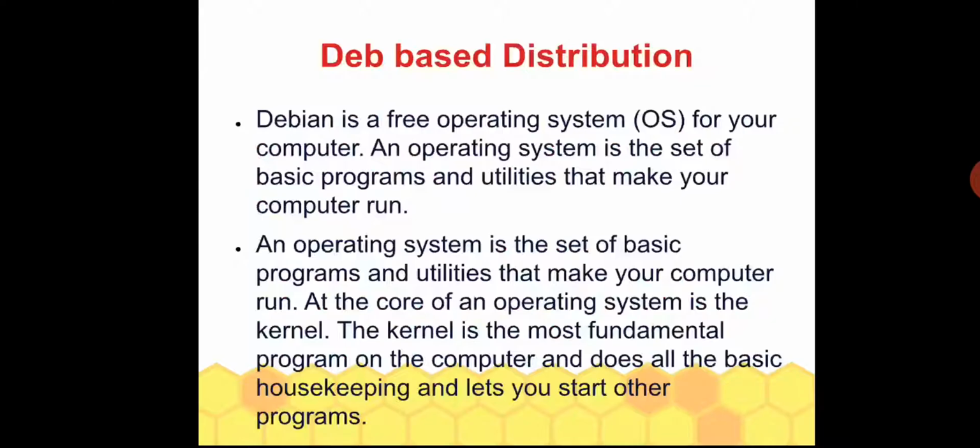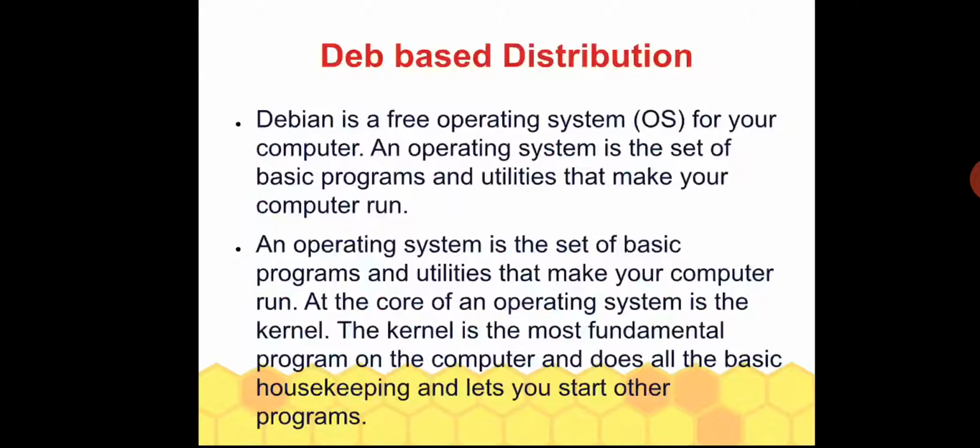Now you have one more concept called Deb based distribution, Debian. Okay, so Debian is a free operating system for your computer. An operating system is the set of basic programs and utilities that makes your computer run. So, basic information: Debian is a free operating system. It is an actual operating system from which the rest of the operating systems have derived. So it is something like, Ubuntu is also a Debian operating system. It is running under Debian. The main flavor is Debian, something like that.